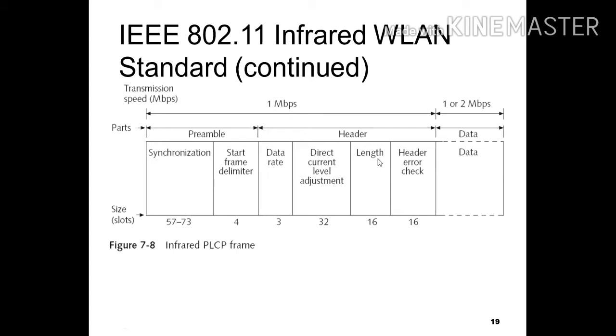Then this length field defines the length of your complete frame. The header will define whether that frame contains any error or not, and this is your actual data. Again, I'm explaining that this header is different, and that depends upon which type of modulation scheme you're using.